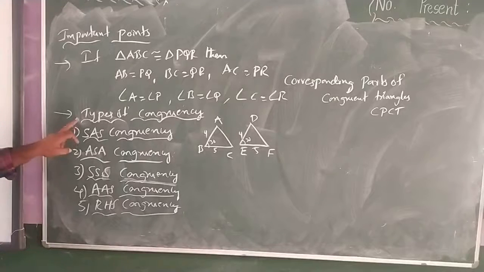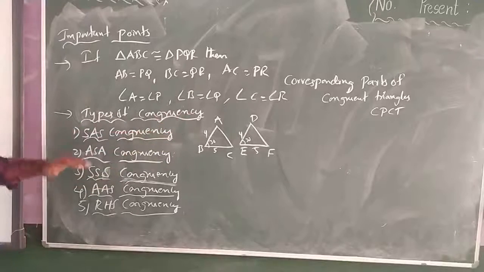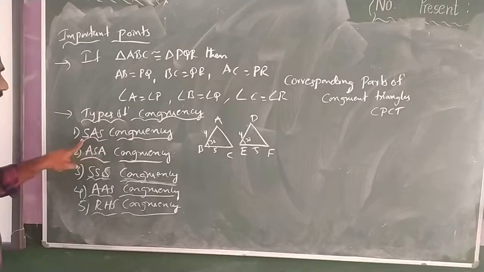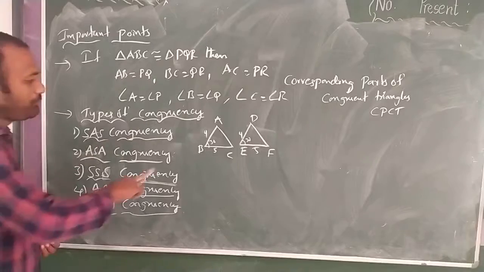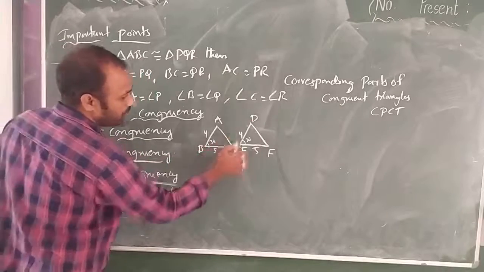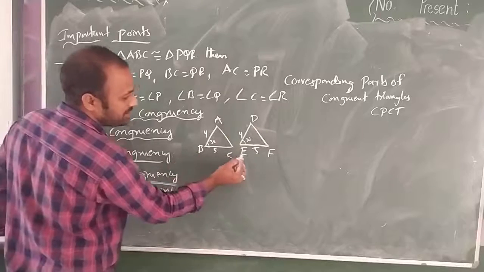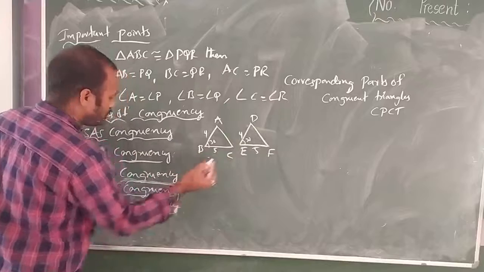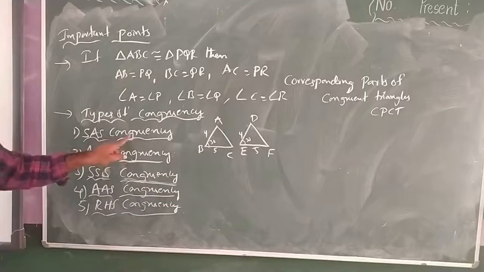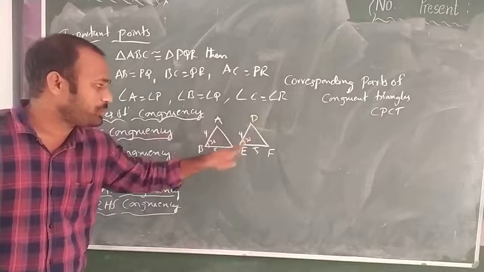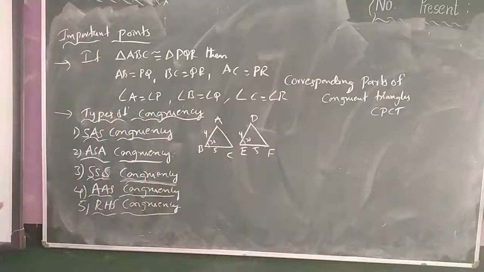Next we will learn about types of congruencies. We have totally 5 types of congruencies. The first one is the SAS congruency rule. SAS means two sides and the included angle. If you observe these two figures, AB side is equal to DE side and BC side is equal to EF side, angle B is equal to angle E. So by using the SAS congruency rule, we can say that triangle ABC is congruent to triangle DEF.